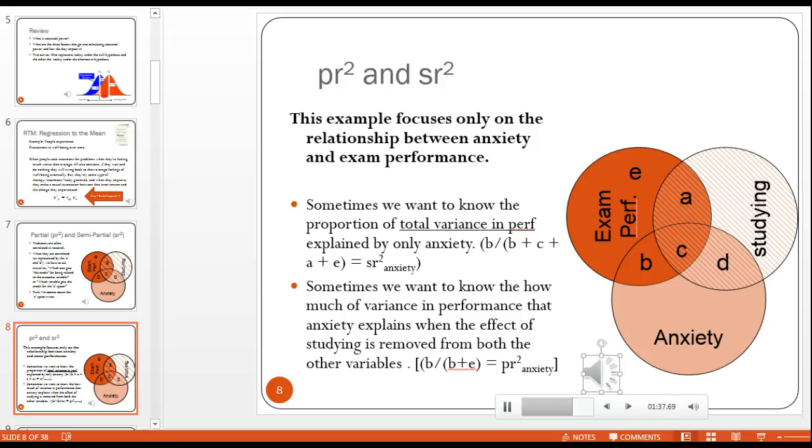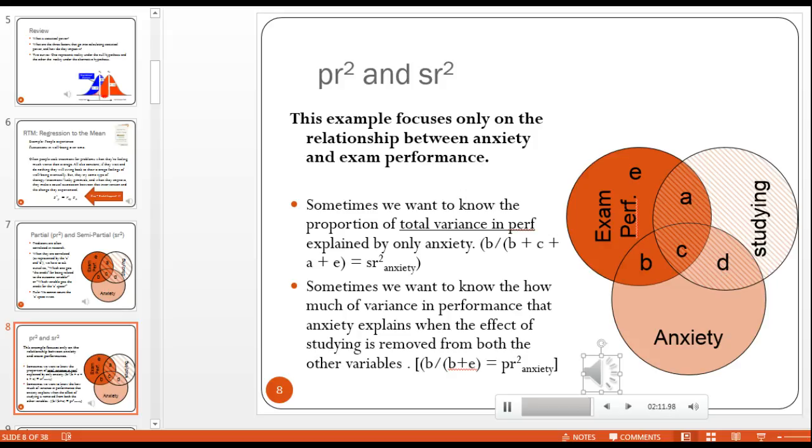Other times, I think less often, researchers want to understand how much of the variance in performance anxiety explains when the effect of studying is removed altogether. So we're going to remove the studying component from exam performance completely. I'll show you that visually on the next slide, but mathematically, the formula again is the B space, that's the numerator again. So the partial and semi-partial have the same numerator. And so that would be B over the space B plus E.